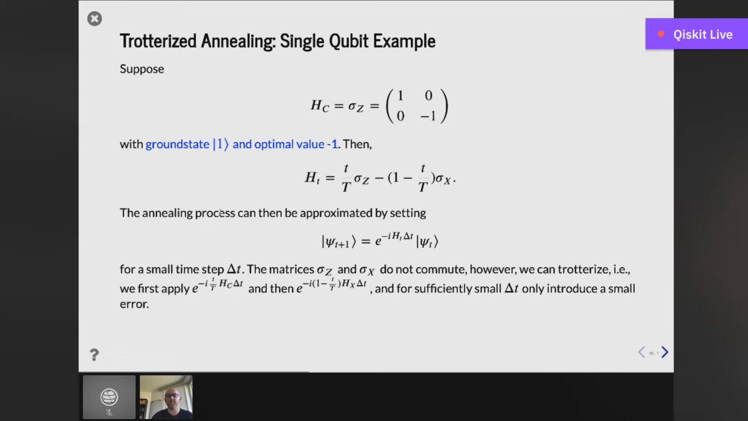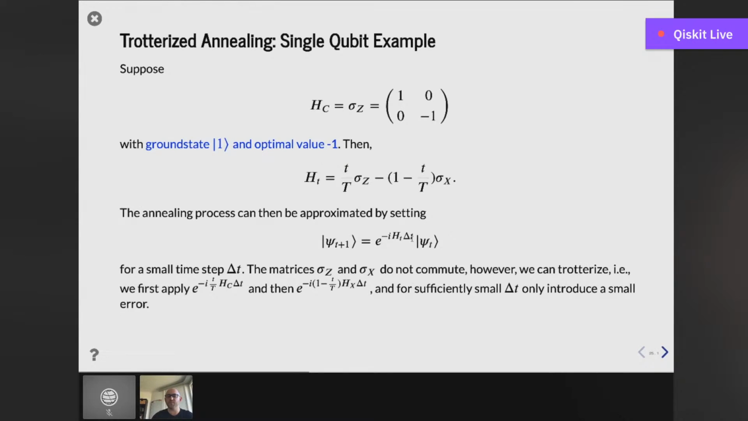And the annealing process can then be approximated by setting the states like this. So we update the state psi from psi t to psi t plus 1 by applying e to the minus i HT, which is this Hamiltonian, times a small time step. Now the problem is these matrices sigma z and sigma x don't commute. However, what we can do is we can trotterize.